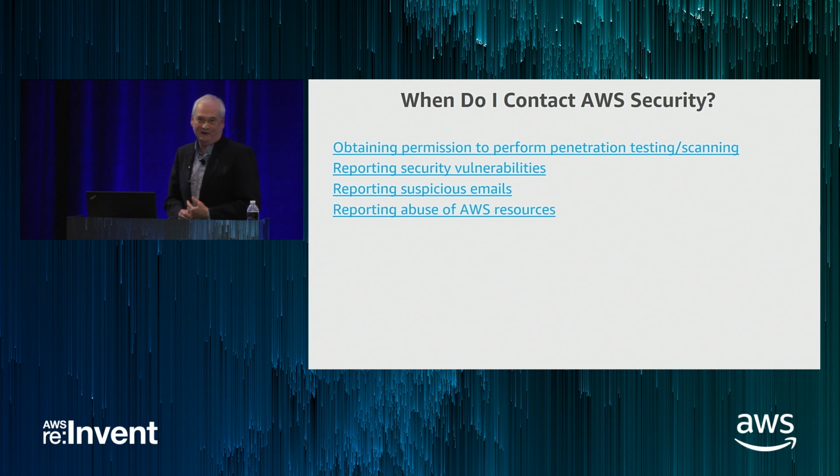There are times that you have to contact us. Here are some examples. Contacting AWS Security: if you're going to do pen testing, we're monitoring our network, and if we see anomalous behavior on the network that we're not expecting, we're going to take action unless you tell us, hey, I need this window open to do penetration testing. If you find a security vulnerability, or if you have suspicious emails or any kind of abuse, we want you to contact AWS Security right away.